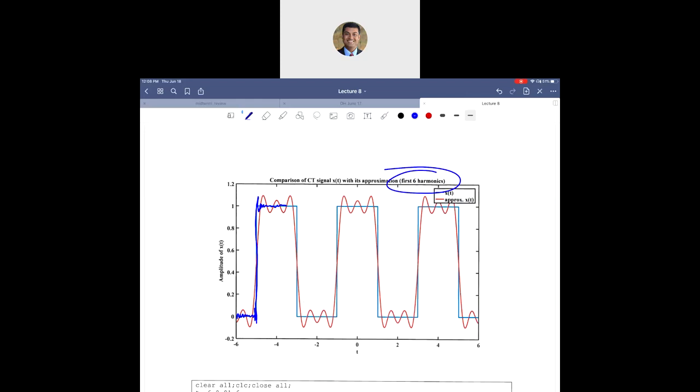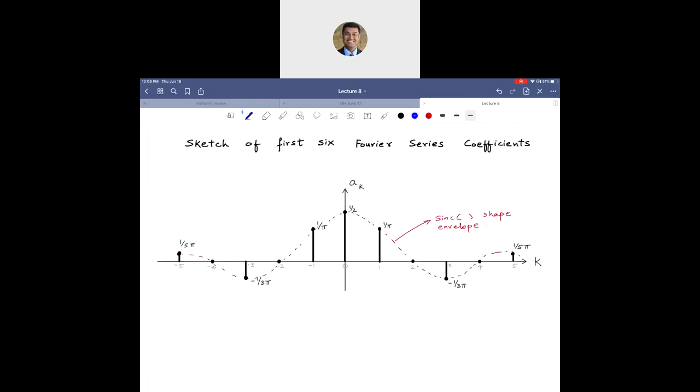All right, let us stop here. I did not complete the example of the square wave periodic signal. I will revisit it when we come back on Monday.